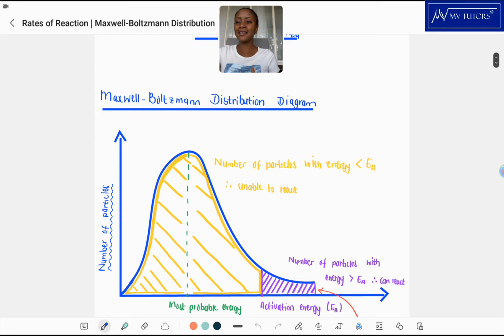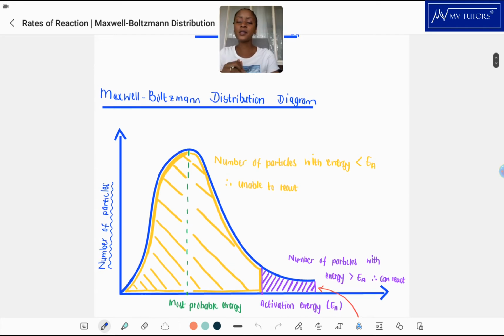What is the Maxwell-Boltzmann distribution diagram? Well, basically, you know that your particles, before they react, they do have energy, right? Kinetic energy, to be more specific. So here, the Maxwell-Boltzmann distribution diagram shows a range of kinetic energy that the particles have, and we're going to now discuss shortly what is what and what energy is required to actually form reactions.